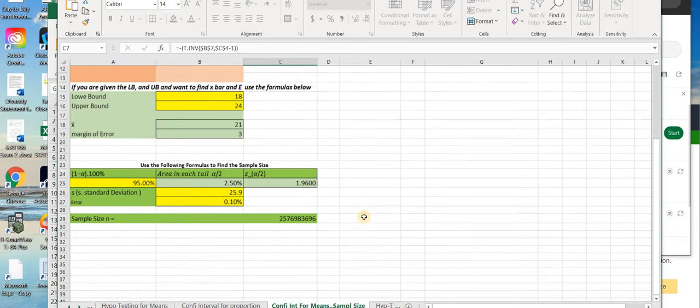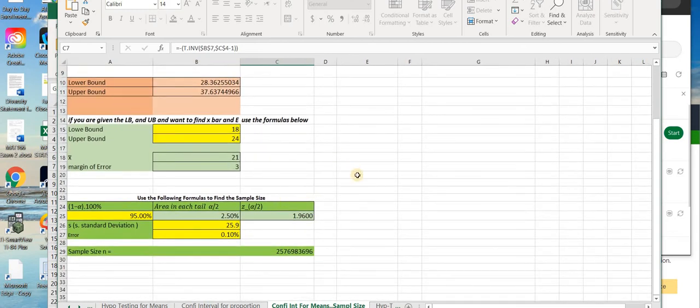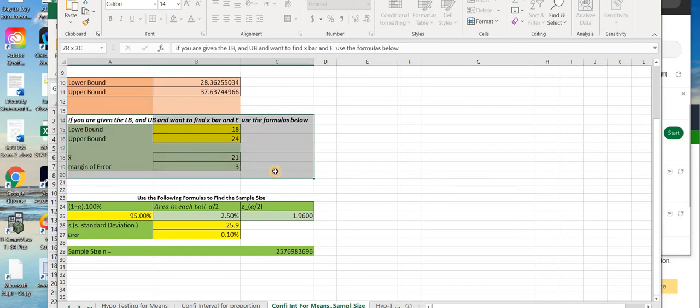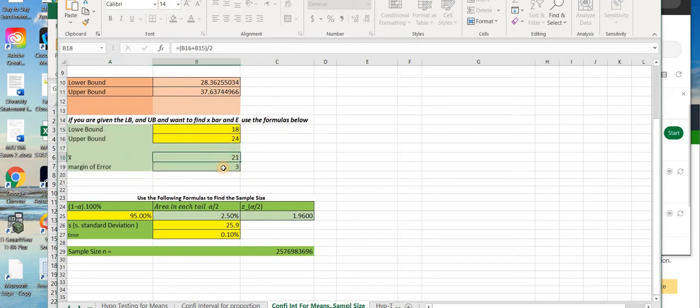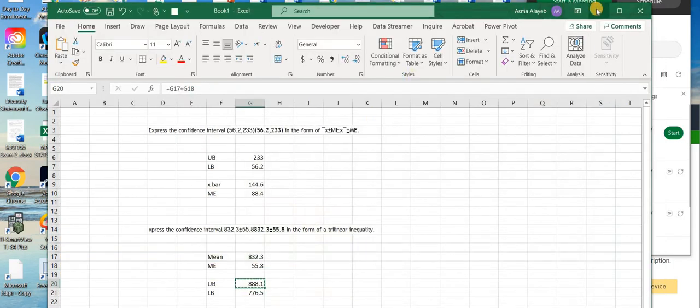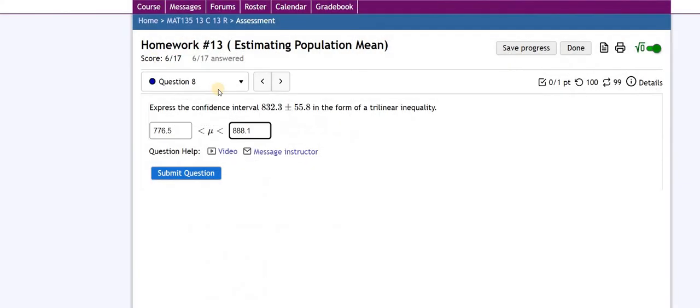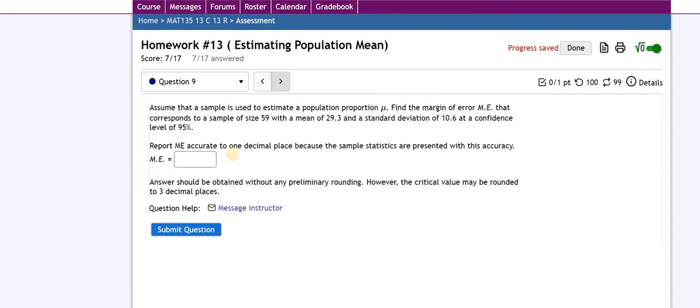Okay, if you notice, I made it a little bit easier for you, and I added a section here just in case you're given the upper bound and the lower bound. You can just stick the numbers in here and it will automatically compute X bar and the margin of error for you. But if it's given in this format, then you need to do it by hand. Let's continue.